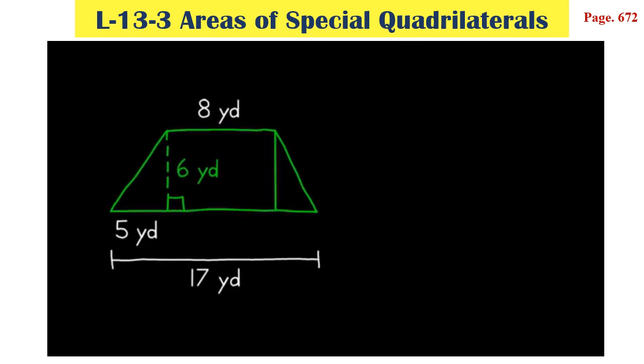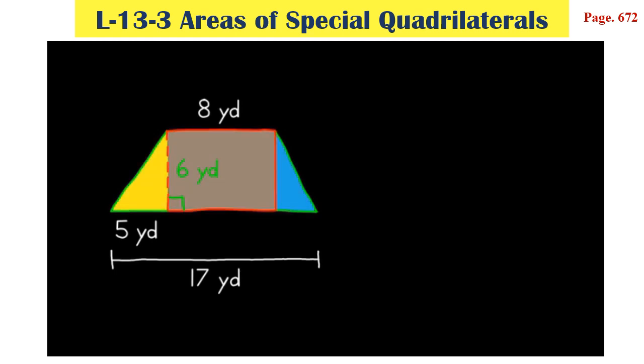This is a trapezoid. We are going to use what we know about finding the area of a rectangle and the area of a triangle to find the area of this trapezoid. We can decompose a trapezoid into a rectangle and 2 triangles. Then we can find the area of each shape and then find the sum of the areas.